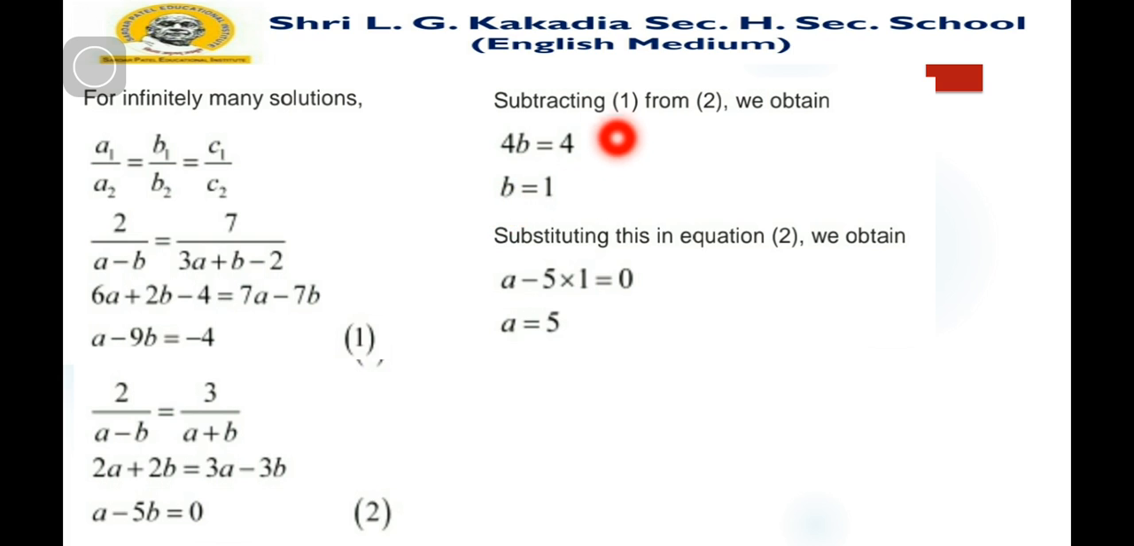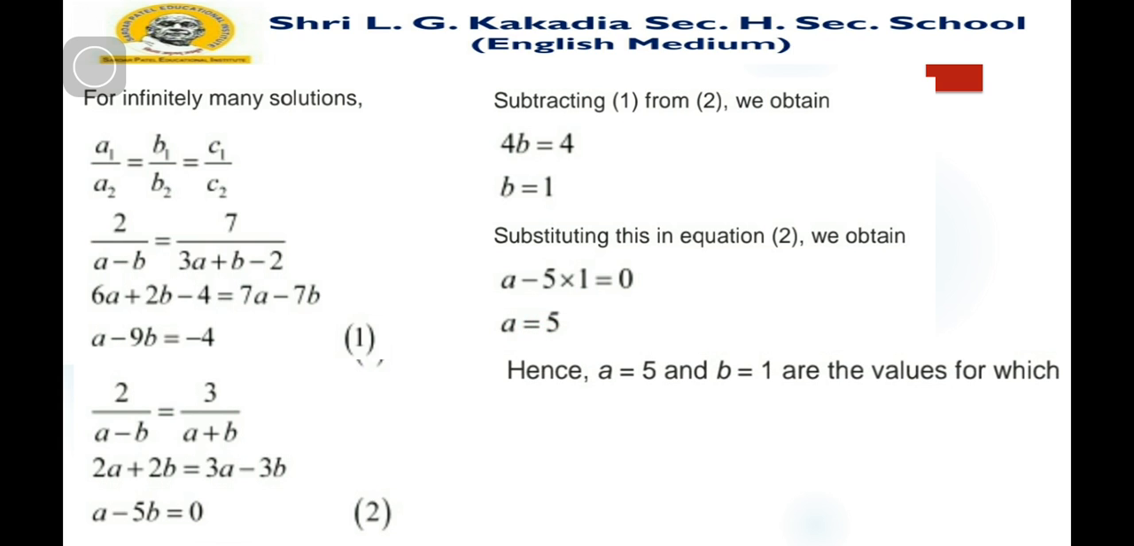This is the elimination method. By using the elimination method we get b is equal to 1, and we put this value of b into either equation, then we get a is equal to 5. So here we find the values of a is equal to 5 and b is equal to 1, such that the given two linear equations have infinite solutions.